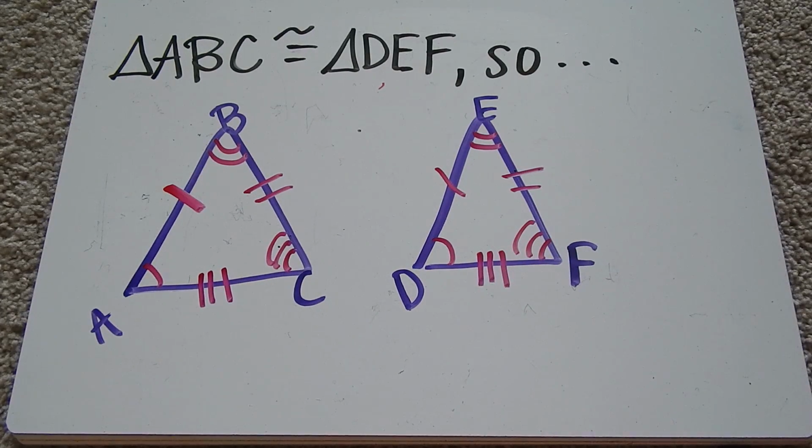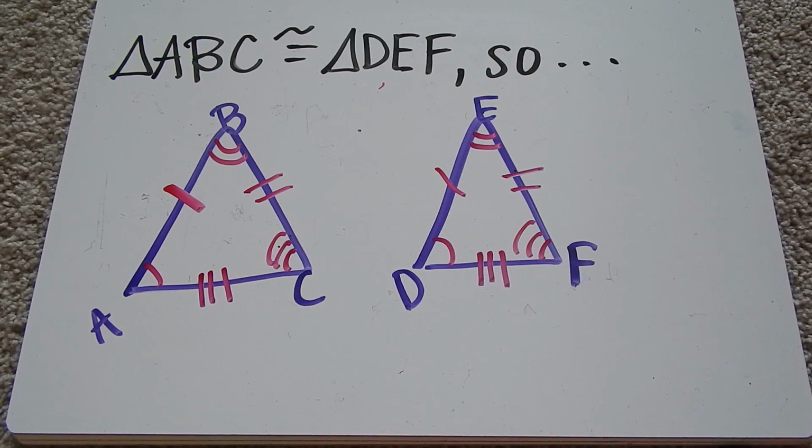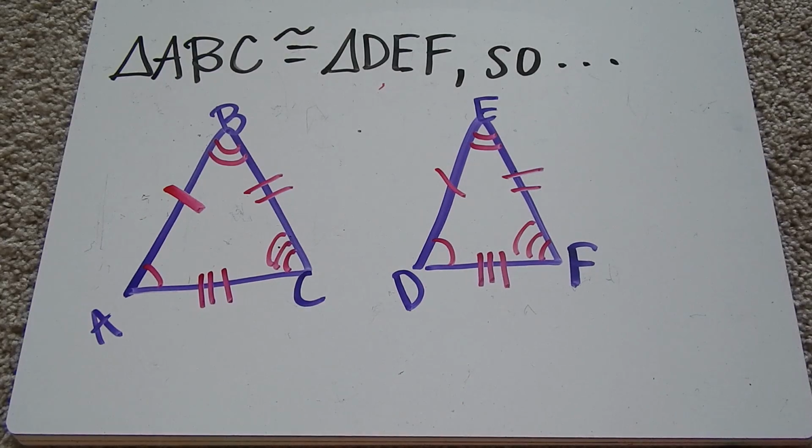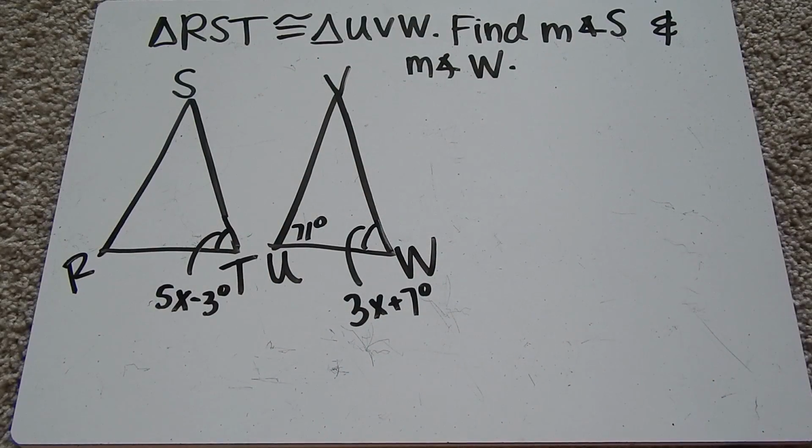So you actually don't have to have them drawn out, but I think it's a little bit easier to see. Again, really important to position them in the same way. That way you can easily see what is congruent. So let's move on to our first example.